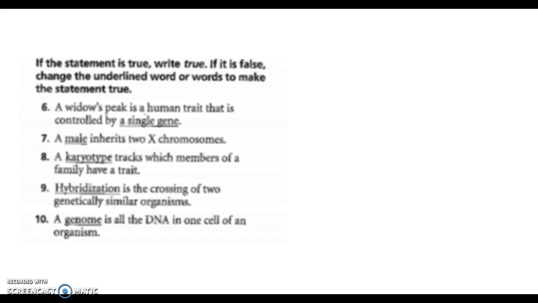Well, first we'll determine if it's true or false. If it's false, we'll fix the underlined word. A widow's peak is a human trait that is controlled by a single gene, and that is true. Number 7, a male inherits 2 chromosomes. That is false. It's the female that inherits 2 chromosomes. A male will have an X and a Y.